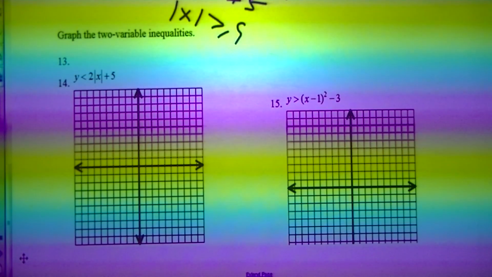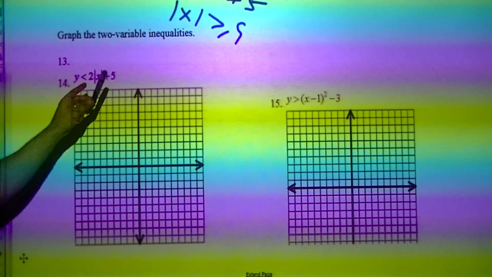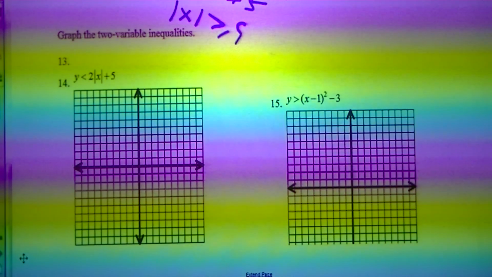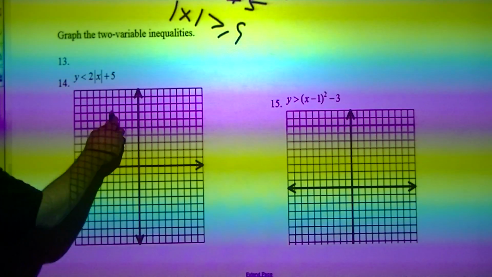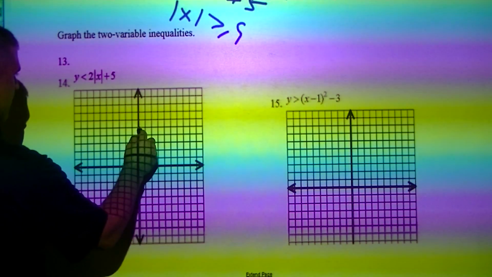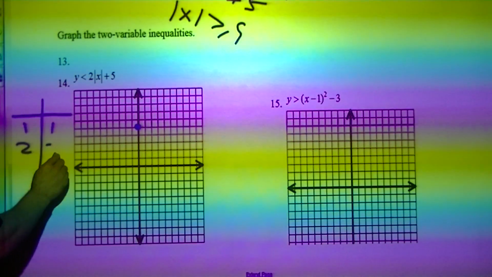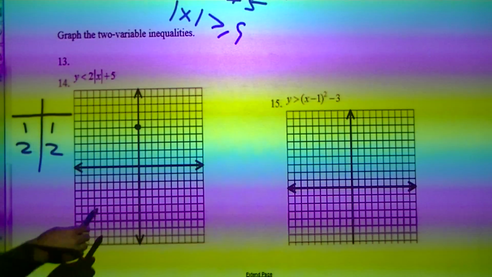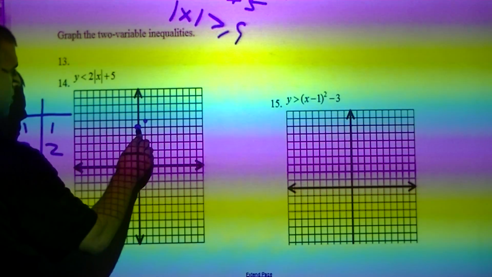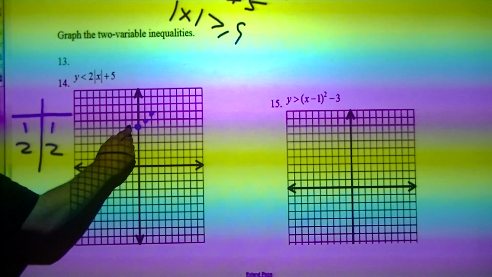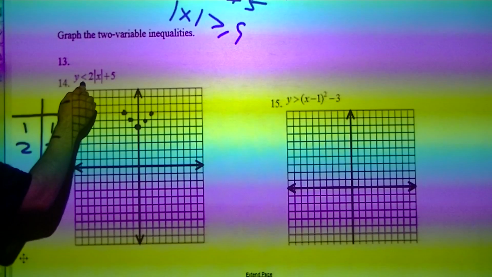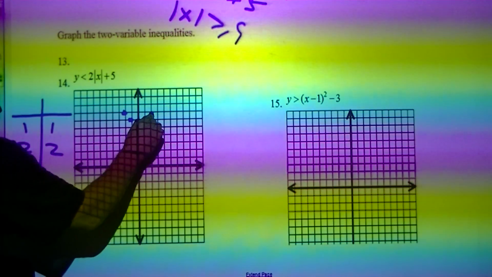Okay, the two variable inequalities. What you're going to do here is graph your anchor point, which in my case here is going to be 0, 5: 1, 2, 3, 4, and 5. If you remember, 1, 1, 2, 2. So I'm going to go right 1, up 1, right 2, up 2. I'm going to mirror that. Since it's less than, I'm just going to have the dashed line.